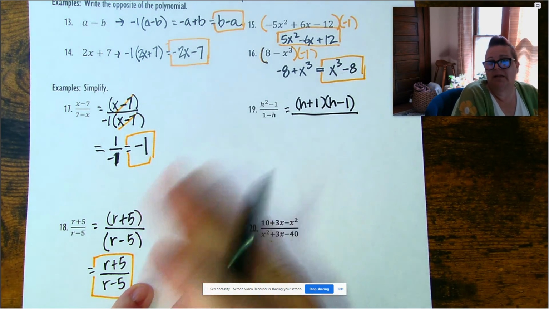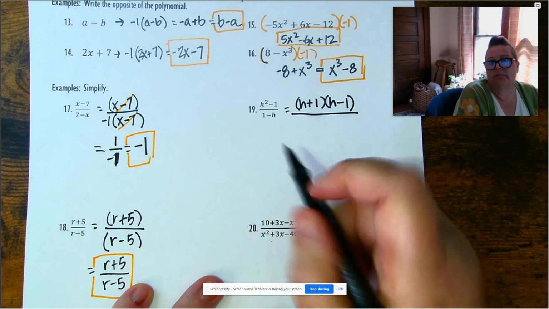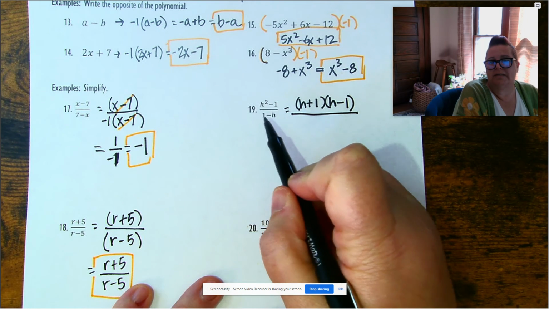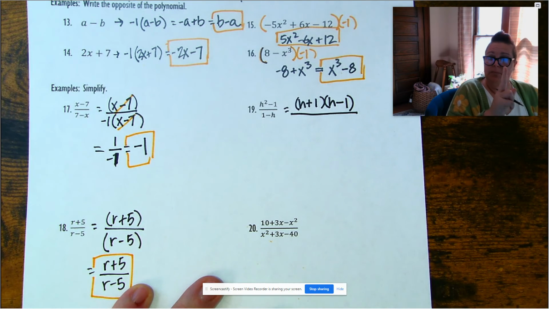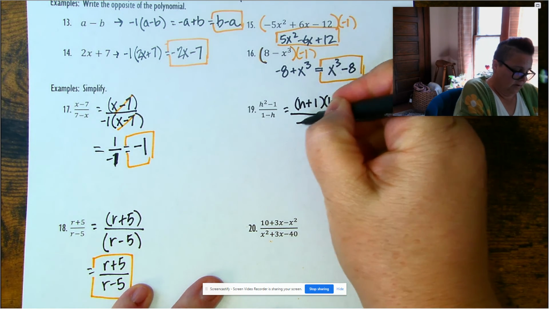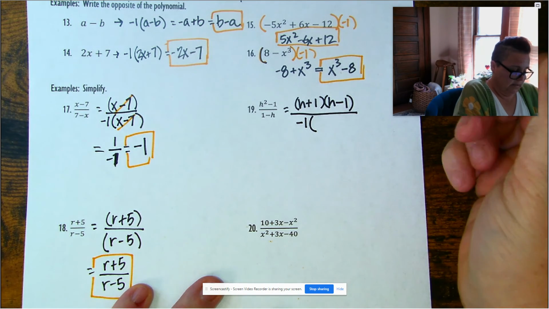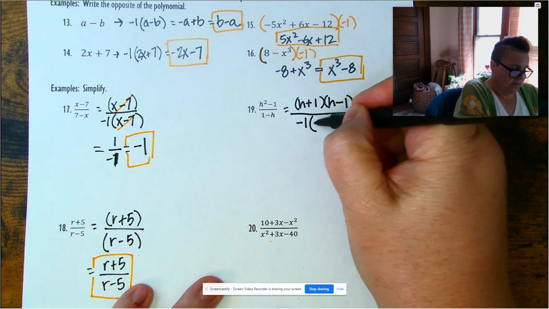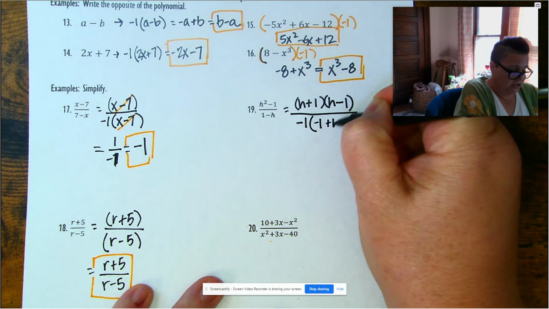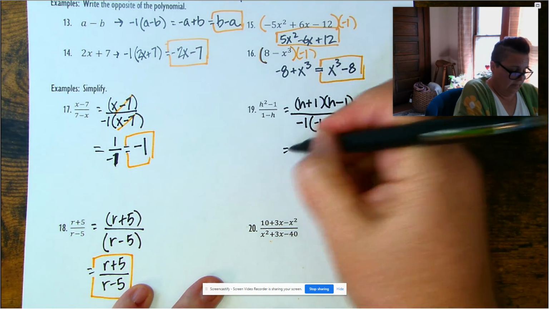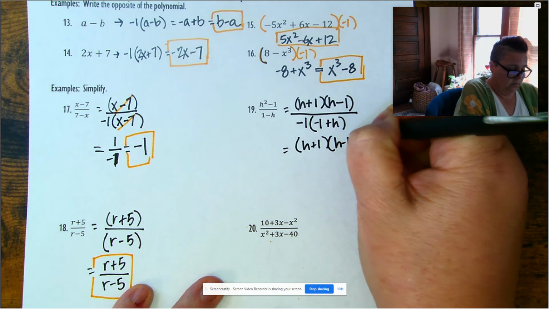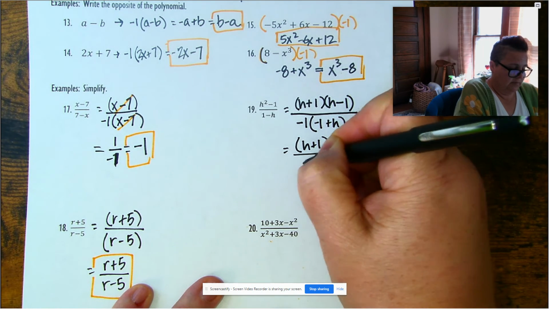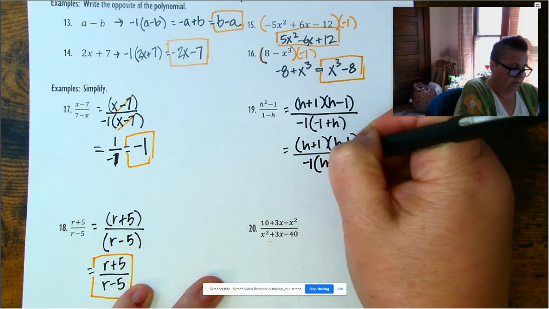Now in the denominator, I have 1 minus h. Notice that this 1 minus h is exactly like the h minus 1, but both the terms have opposite signs. So I'm going to factor out a negative 1. And then that's going to give me a negative 1 plus h. h plus 1, h minus 1, which is the same as a negative 1 times h minus 1.